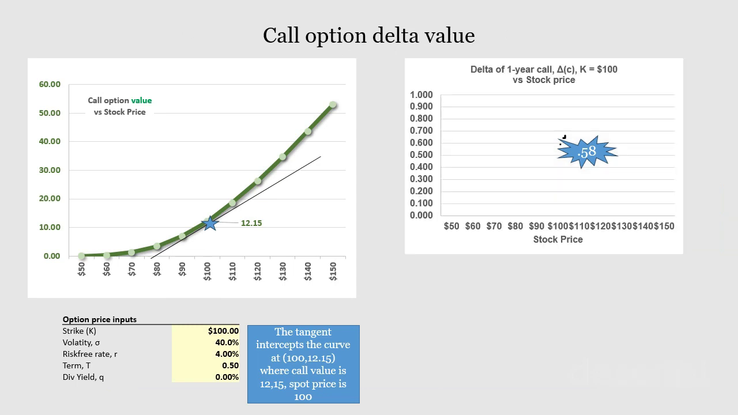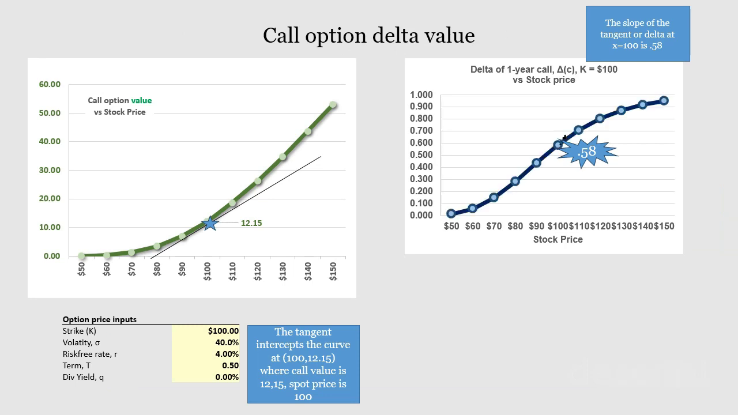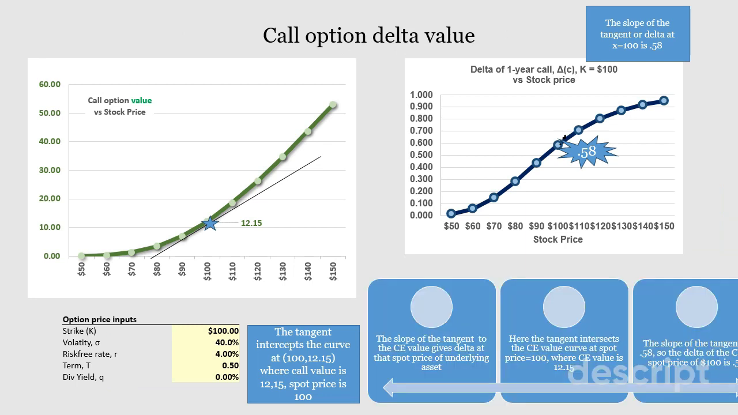As partial derivative of a function is given by slope of a tangent drawn to its curve, here a tangent has been drawn that intersects the curve at x equal to 100, that is the spot price equal to 100. The slope of the tangent to the C value curve gives the delta at that spot price of the underlying asset. Here the tangent intersects the call option value curve at spot price equal to 100, where C value is 12.5.